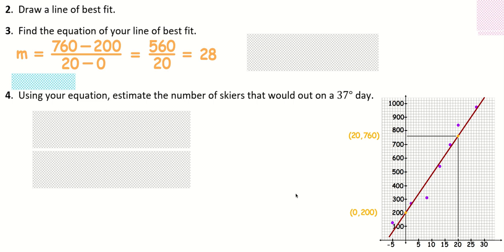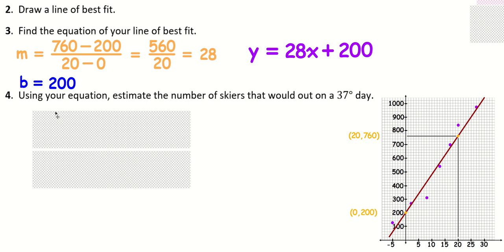Remember, what else do we like to have to run an equation? Slope and y-intercept, which is clearly 200. Well, at least in our line that we drew. And so again, what's the equation? Y equals 28x plus 200.